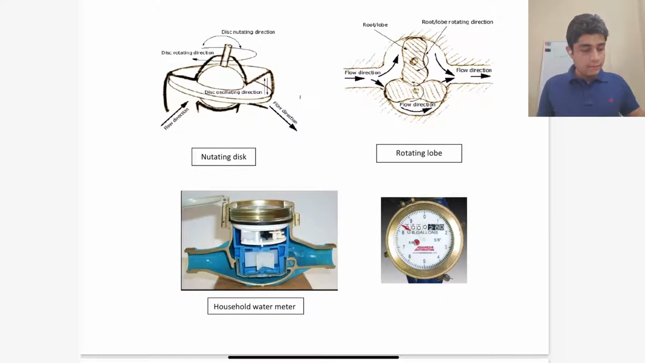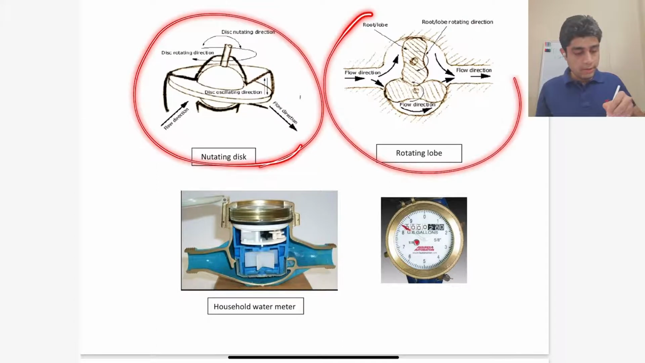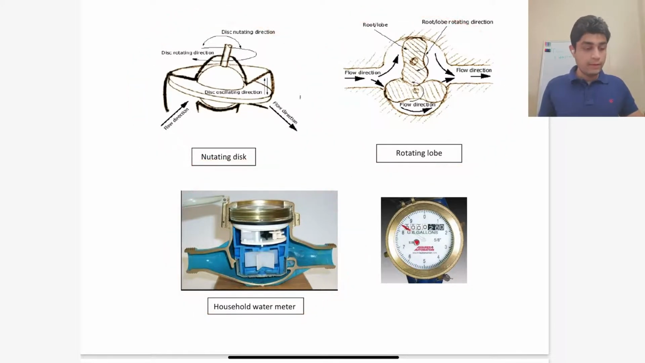So these are basically typical geometries of these devices which trap the fluid. The first one here is a nutating disc. So fluid comes in, and the geometry of this nutating disc is such that it traps a certain amount of fluid, and as this fluid flows from one side to the other side, it undergoes one complete rotation. So again, here you can just attach a gearbox at the top and you can count the number of rotations.